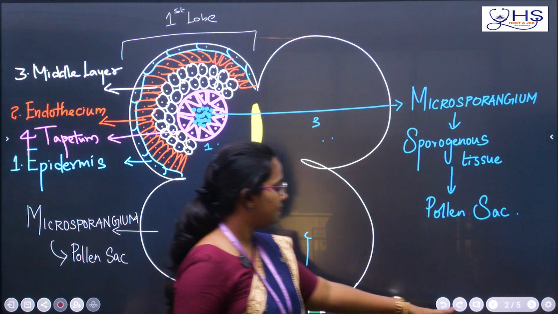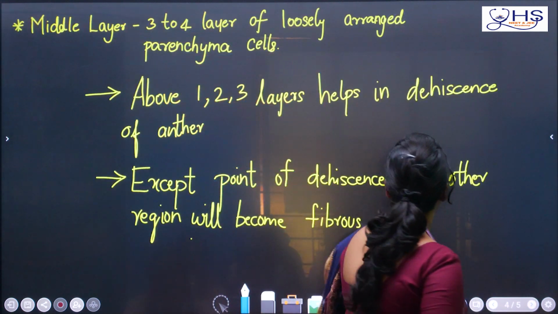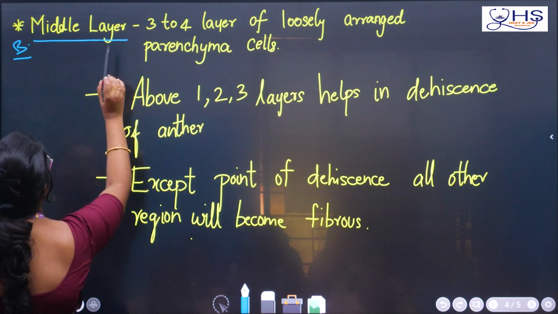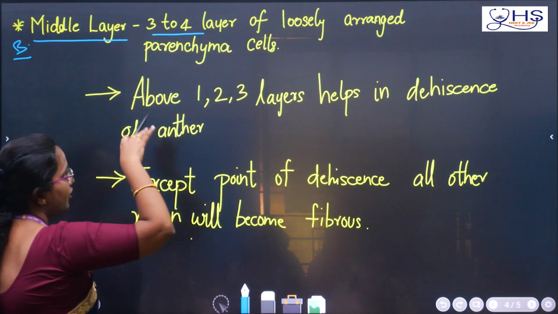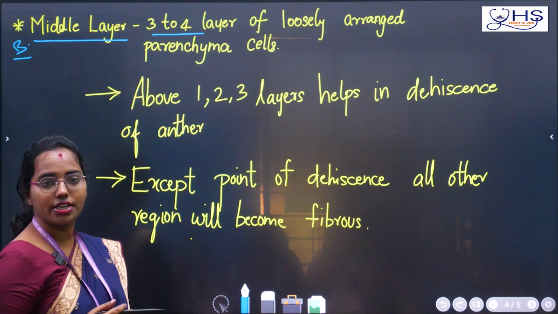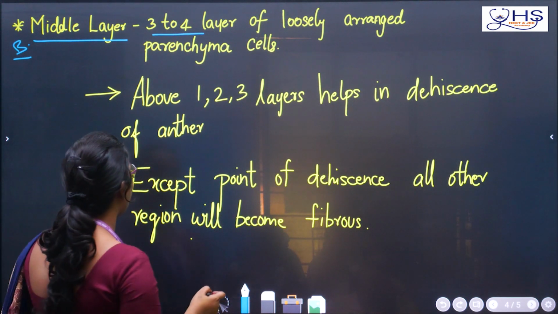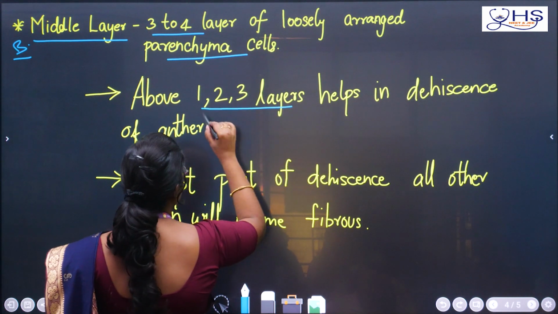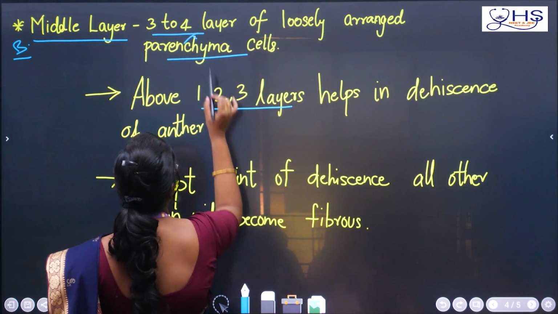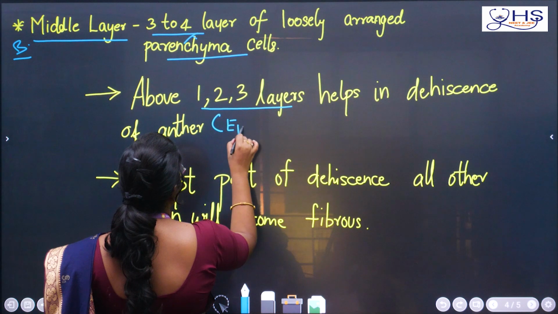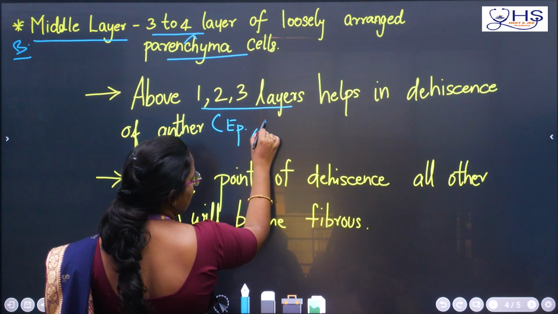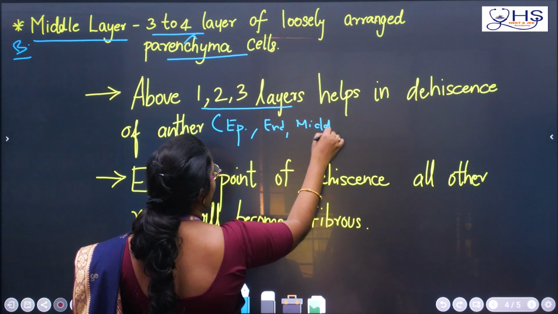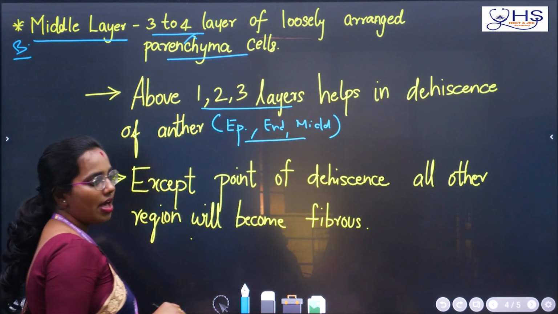Okay, next, what is next? Middle layer, number 3. What about the middle layer? It is about 3 to 4 layers and loosely arranged parenchymatous cells. Here 1 to 3 is epidermis, endothelium and middle layer. These 3 layers help in the digestion of anther.